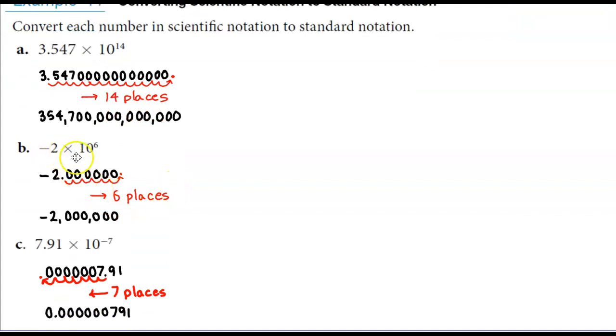Next, we have negative 2 times 10 to the 6th power. So this is negative 2, but we're multiplying it by 10 to the 6th power, which means that we're going to be moving this decimal to the right 6 places. So find the decimal and then move it over 6 places to get negative 2 million.